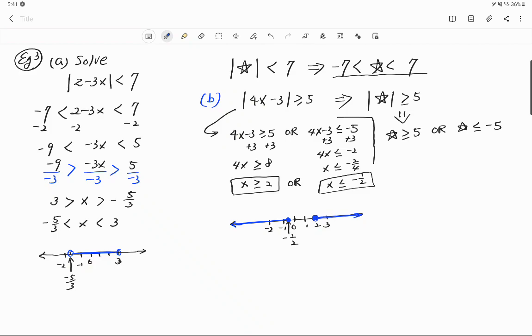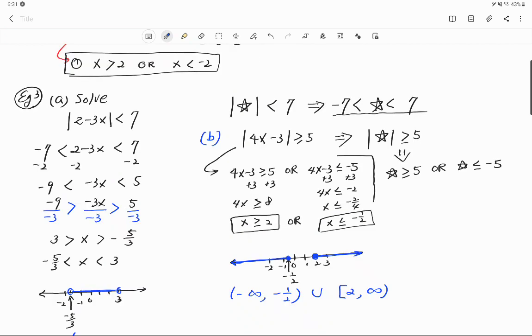So make it a dark circle and then go left. So that's it. Since this is OR, the answer will be these two regions, two intervals. When we write an inequality solution, we can write the solutions in three different ways.